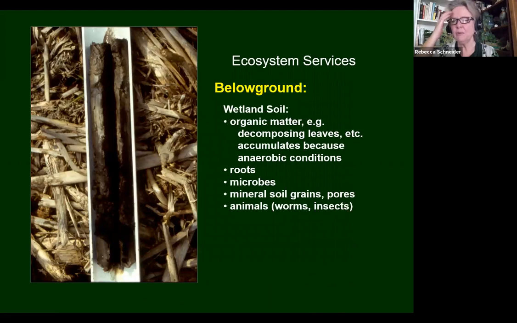That's all the above ground benefits. Now below ground. Alongside streams, you have a soil that's very brown, full of organic matter because it decomposes slowly when it's low in oxygen. There are roots, microbes, animals. It's a whole ecosystem in itself.